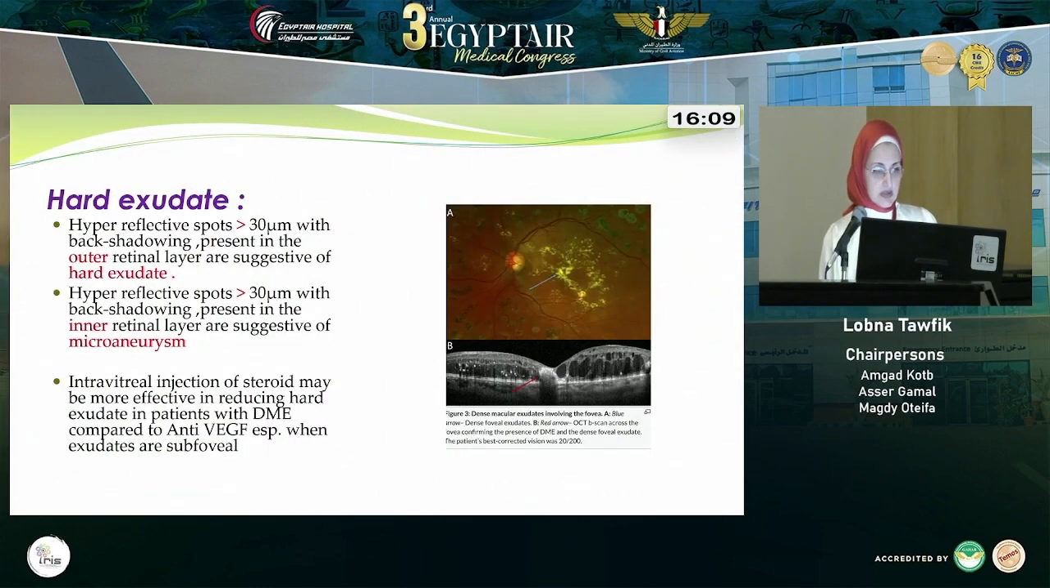Hard exudates. Hyperreflective spots more than 30 micron with backshadowing present in the outer retinal layers are suggestive of hard exudates, while hyperreflective spots more than 30 micron with backshadowing present in the inner retinal layers are suggestive of microaneurysm. Intravitreal injection of steroid may be more effective in reducing hard exudates in patients with diabetic macular edema compared to anti-VEGF, especially when exudates are subfoveal.